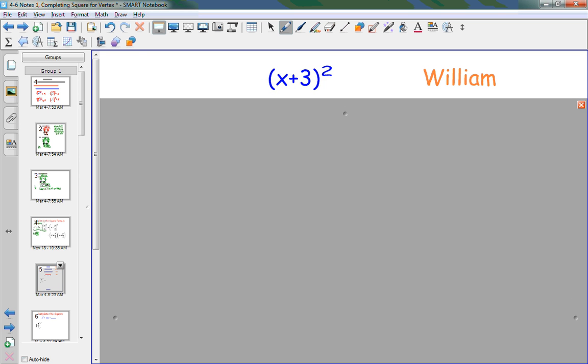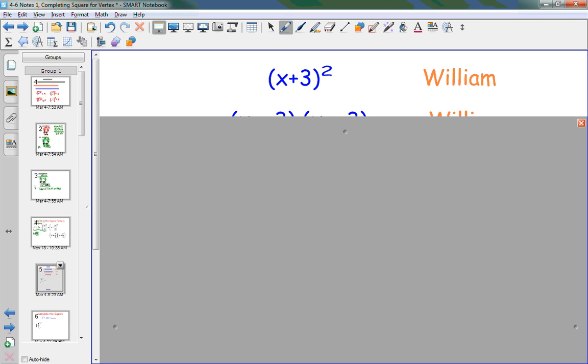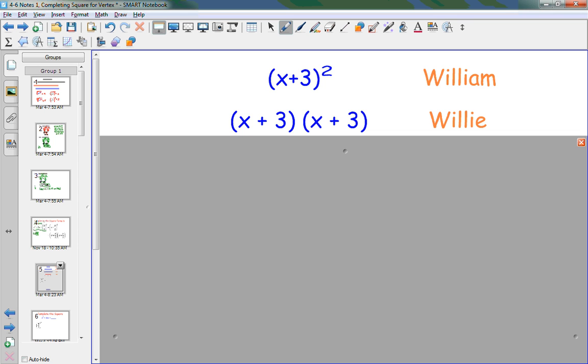If I give you x plus 3 quantity squared, let's say that that's William. Whenever I have x plus 3 quantity squared, what's another way I can write that? What's your brain saying immediately? Whenever I said I have squared, that means how many of those do I have? 2. I have 2 of them. Do we see that? That's Willie.